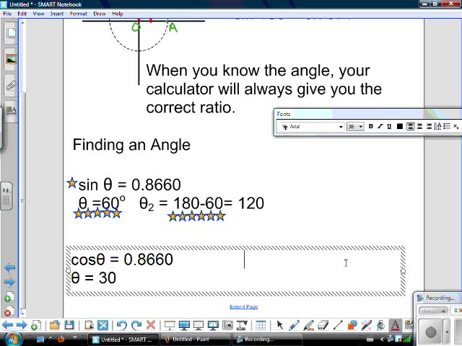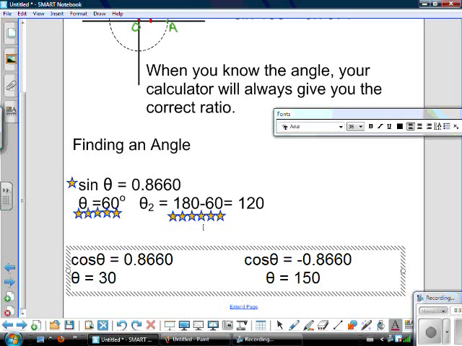Now there isn't another one because cos is x. If I want one that's related to this, if I do cos theta of negative 0.8660, what I end up with is, if I take my calculator, it comes up with, sorry, 150 degrees. Okay, so they're related to each other. However, when you're going from a ratio and you have sine, your calculator will give you the one in the first quadrant. You have to use your brain to get the second theta by subtracting from 180.